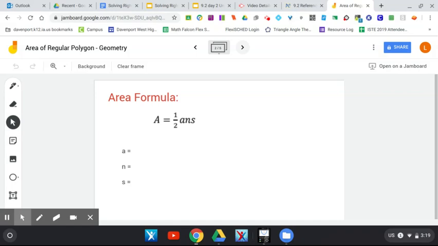So what we're going to be doing here is finding area. Your area formula is 1/2 times A times N times S. A stands for that apothem, N stands for the number of sides, and S is the side length.